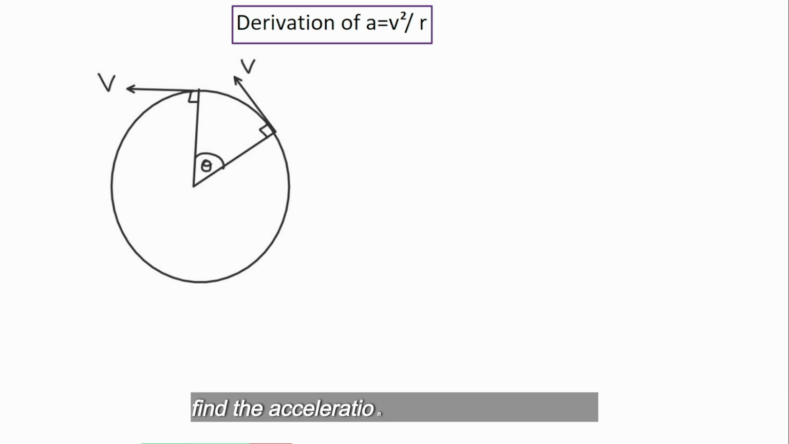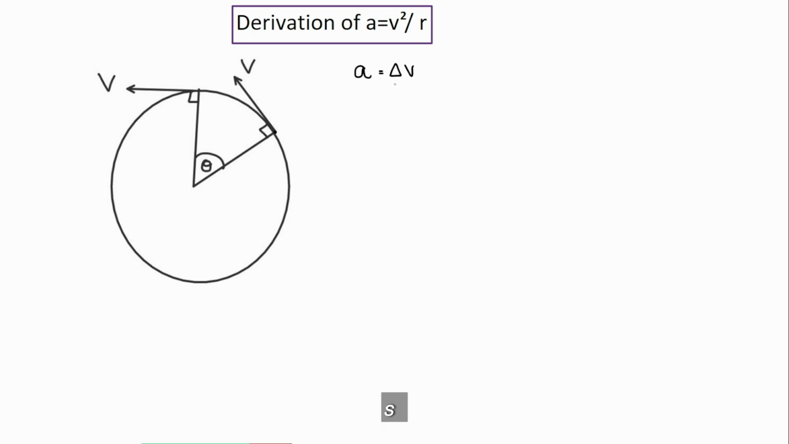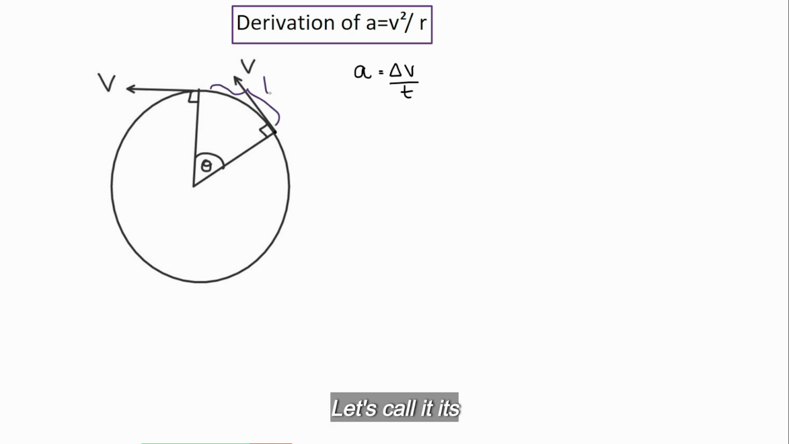Now, to find the acceleration, we are going to use a situation like this. An object is performing circular motion, and at one instant it is going at velocity v in this direction, and after a little while it's going this way. Now we know by definition acceleration is change in velocity divided by time. So we need to find the change in velocity. Let's say the time taken for this motion to go from here to here is t.